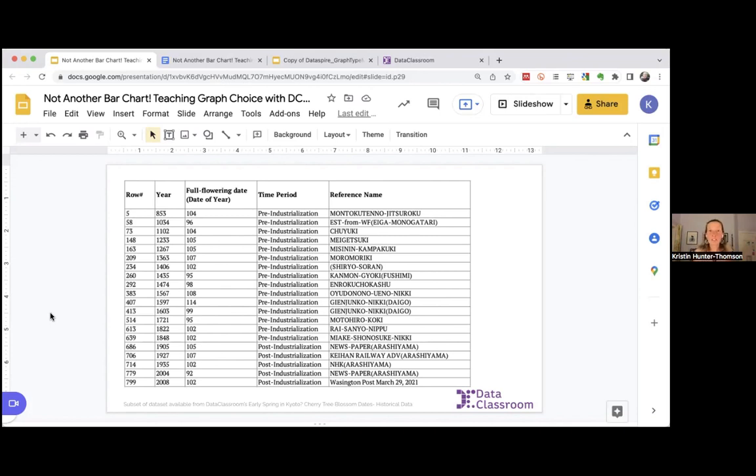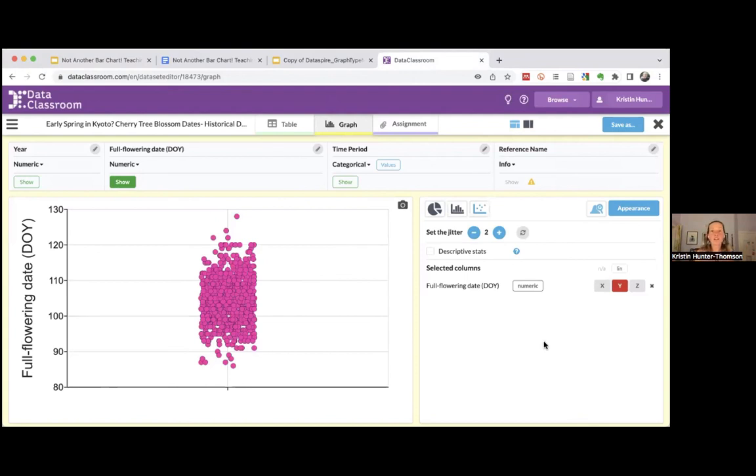So my question was, when do cherry trees blossom? So the variable that I would use is the full flowering date, so the date of the year that the flowering happens. And these are all the data. It's just one variable, so we could get a sense of the range from day 128 of the year down to day 86 of the year.